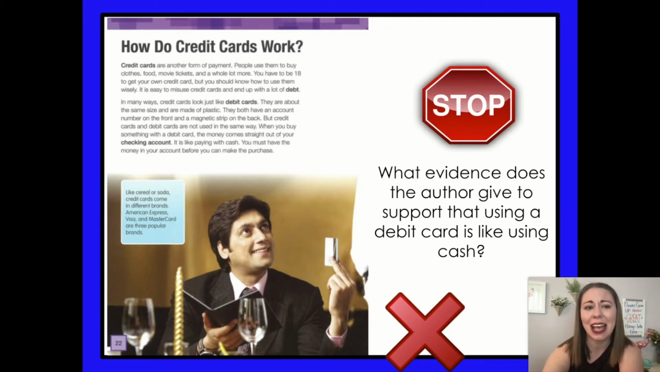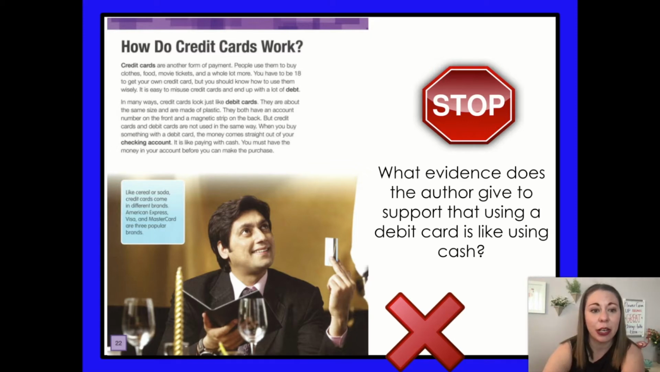So our first heading says, how do credit cards work? Credit cards are another form of payment. People use them to buy clothes, food, movie tickets, and a whole lot more. You have to be 18 to get your own credit card, but you should know how to use them wisely. It is easy to misuse credit cards and end up with a lot of debt. So it's easy to misuse. Instead of saying misuse, we could say use credit cards incorrectly, or use them wrongly, right? And you could end up with a lot of debt. Do you guys know what debt is? It's when you owe a lot of money. Okay, so you owe a lot of money.